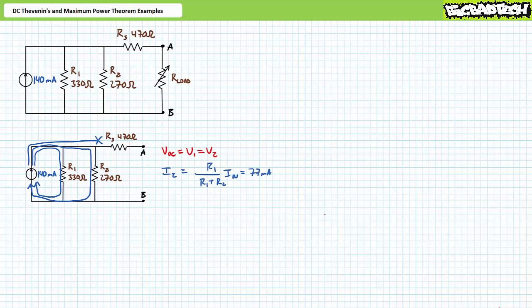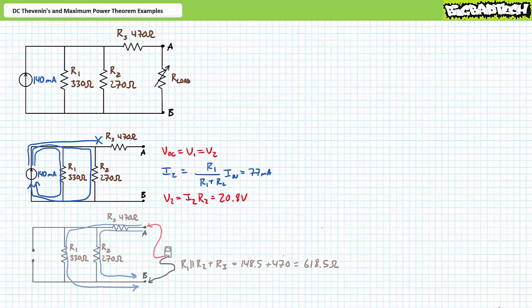An application of the current divider rule demonstrates that I2 is 77 milliamperes. An application of Ohm's law demonstrates that V2 is 20.8 volts. This is our Thevenin's equivalent voltage, ETH. Let's set these calculations aside and move on to RTH, the Thevenin's equivalent resistance.